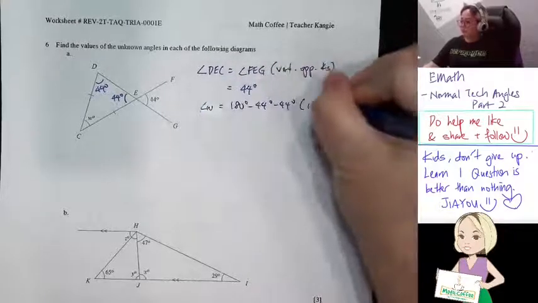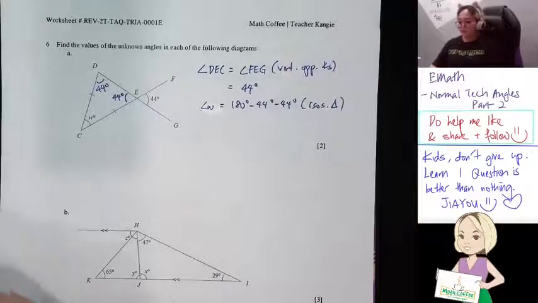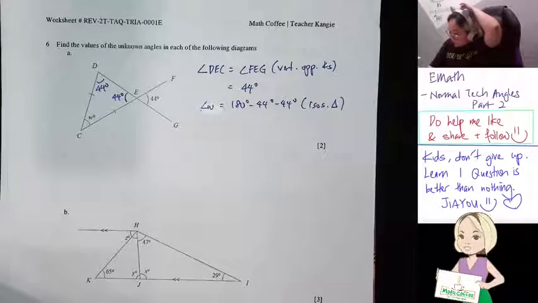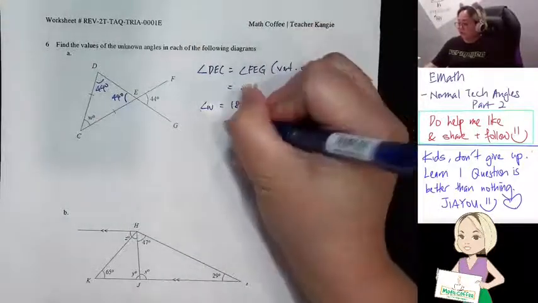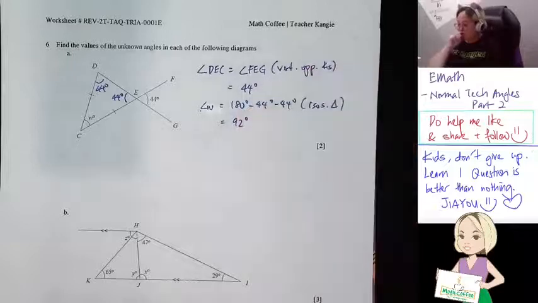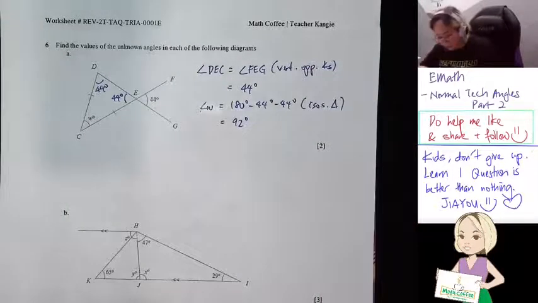So you will say this is an isosceles triangle. Okay, 180 minus 44 minus 44. So this is equal to 92 degrees.